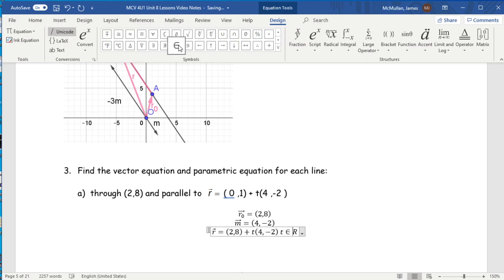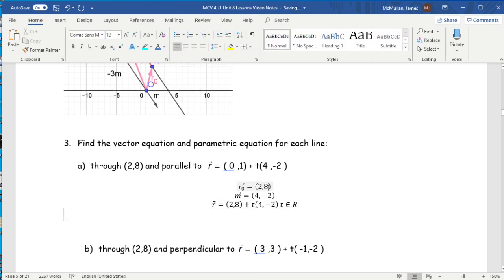Oh, there we go. It is there. Element of, so \in. I'll try to remember that. Okay, so that would be the equation of the line that we're looking for in that situation. It has that point, but it has that direction vector.